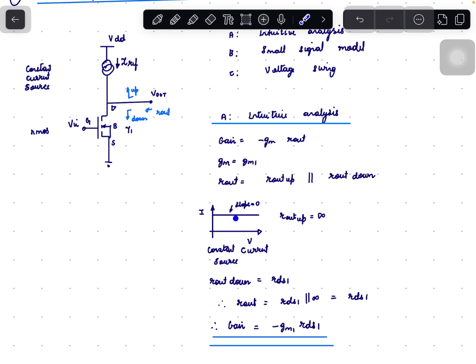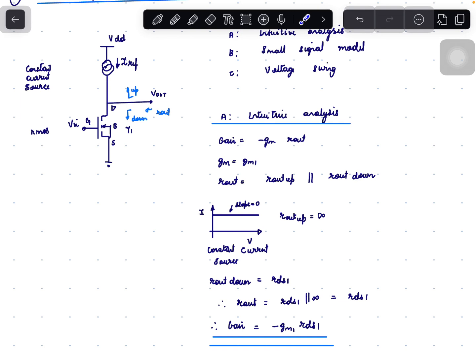So the small signal output resistance of this will be equal to infinity, that is the inverse of the slope of this line. The slope gives I by V, that is the conductance. Inverse of that is nothing but the Rout, that is equal to infinity. So Rout up will be equal to infinity.